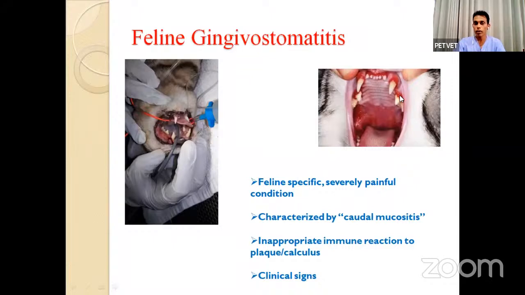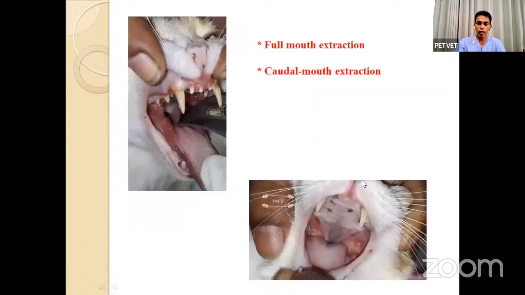So that you can call as appropriate. Inappropriate means whether you get these plaques or not, you get a massive reaction. So that's the typical characteristic feature of this one. So inappropriate reaction, and also the telltale sign is this caudal mucositis.